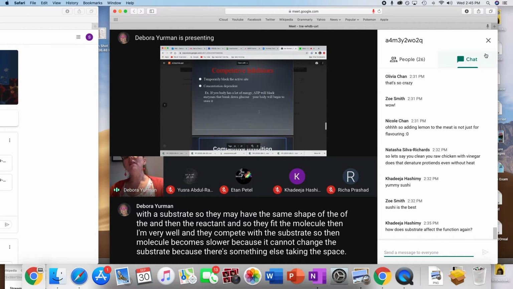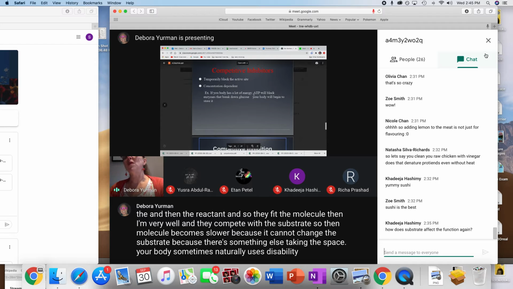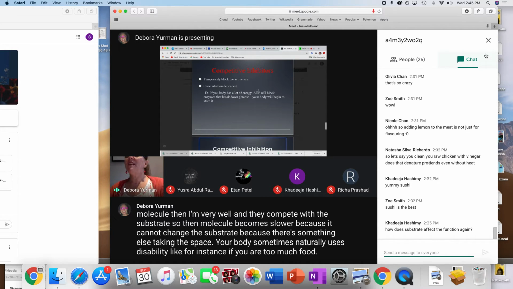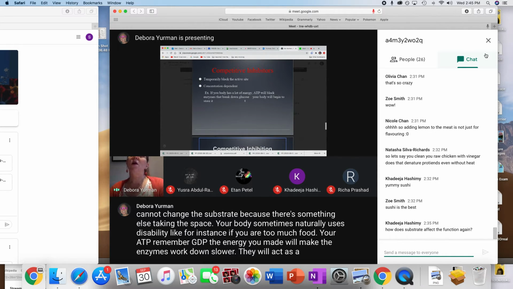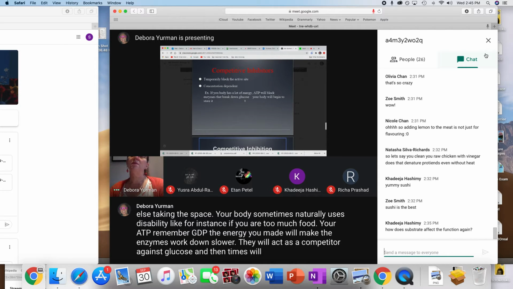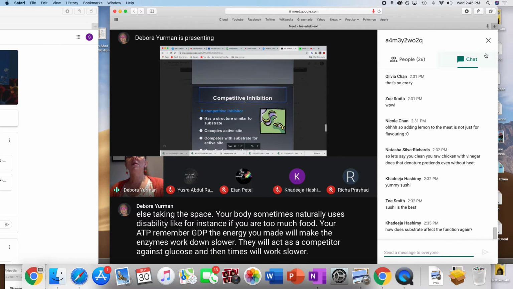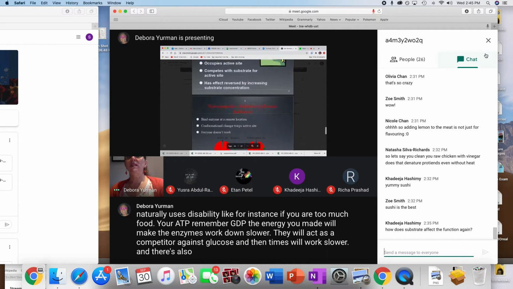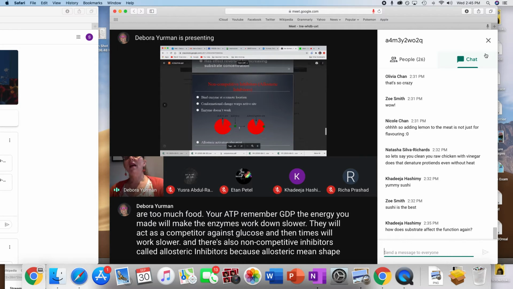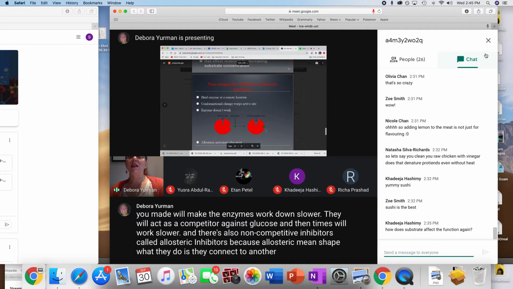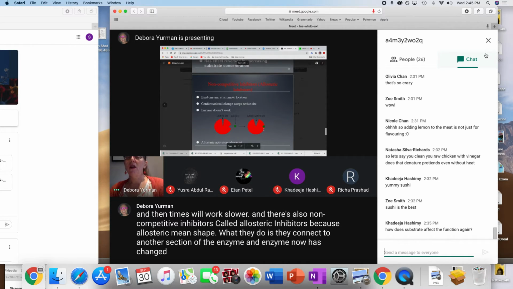Your body sometimes naturally uses this ability. Like for instance, if you ate too much food, your ATP, remember? ATP, the energy you made, will make the enzymes work slower. They will act as a competitor against glucose, and the enzymes will work slower. And there's also non-competitive inhibitors called allosteric inhibitors, because allosteric means shape. What they do is they connect to another section of the enzyme, and the enzyme now has changed the shape, and it may no longer work.